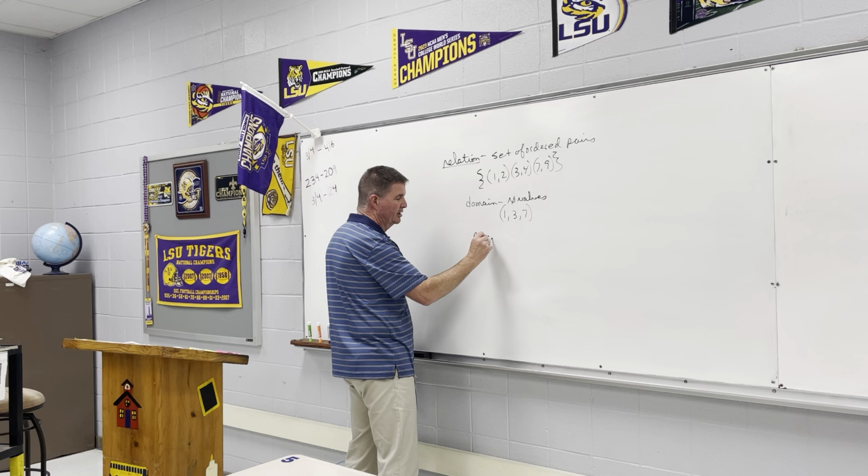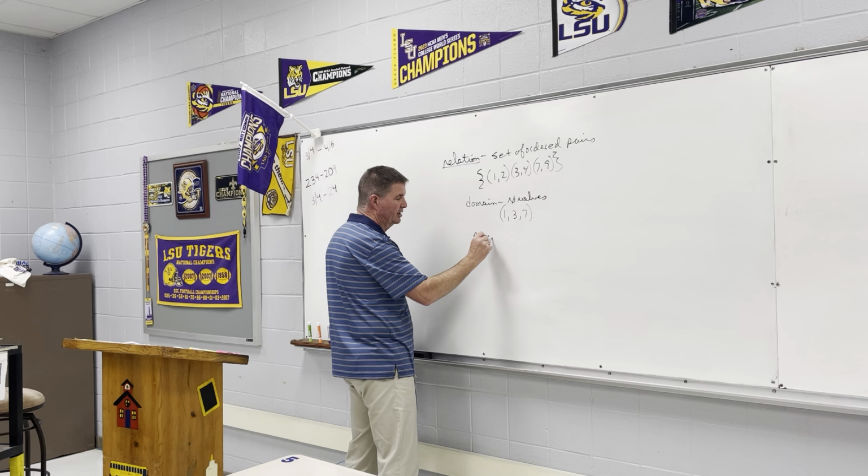These sets of ordered pairs are broken down into two parts. One part is called a domain. And the domain is the x values. The x values would be in ascending order, so it would be 1, 3, and 7, okay?